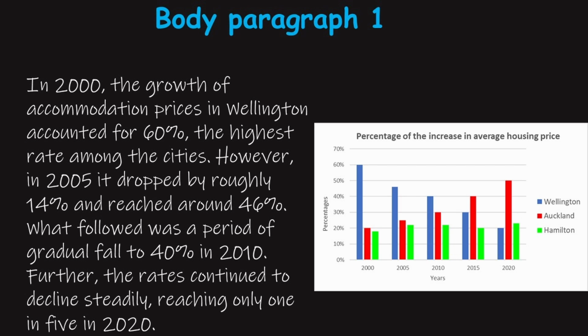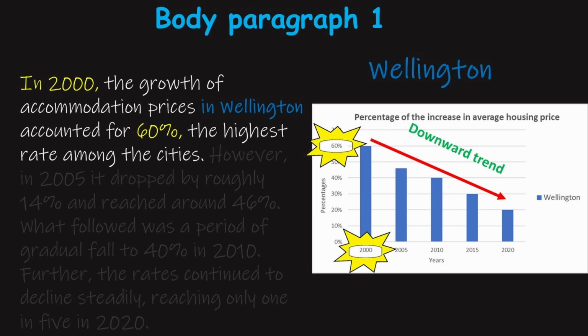We are going to analyze each sentence of this paragraph. I use different colors to provide the explanation. Sentence number 1. By the yellow color, I highlighted years and percentages. For example, in 2000 and 60%. Accounted is a verb colored by green to call attention. This verb should be used with percentages and years. The red color indicates the phrase I used to provide contrast, the highest rate among the cities.